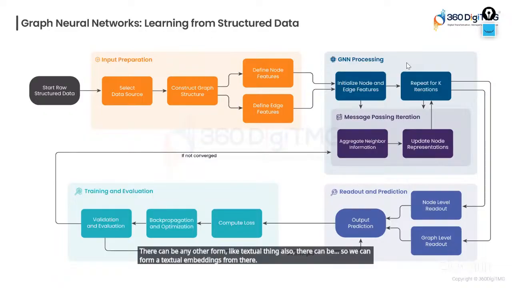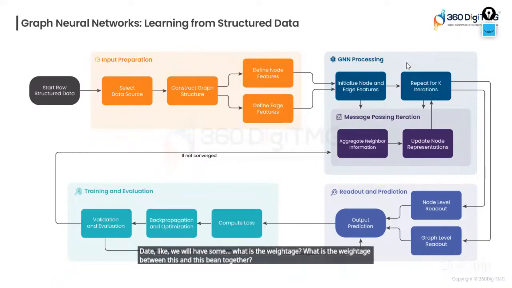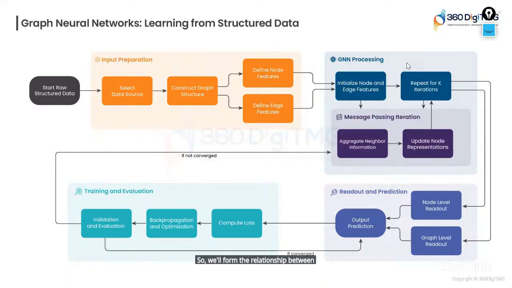Then we will have edge features. If the edges carry information, we will have some weightage between two nodes being together. So we'll form the relationship between them by using the edge features. After having the nodes and the relationships between them, which are the edges, we will have GNN processing, graph neural network processing.